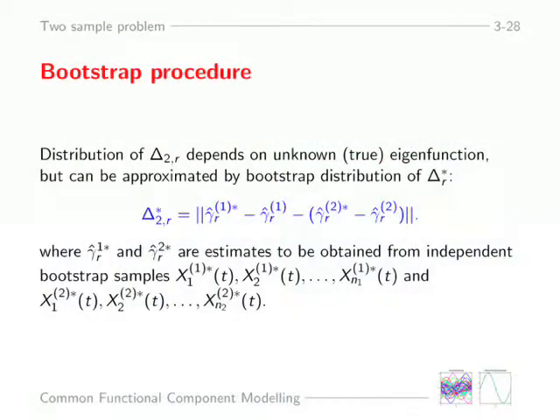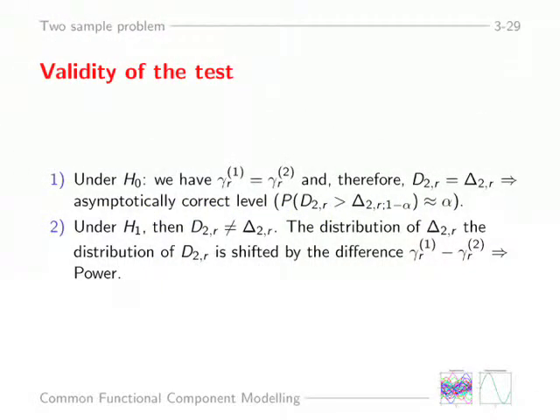So this replaces the true eigenvalue, the true principal component. This replaces the estimate. For this bootstrap test, you draw a lot of samples and then determine the critical values for this delta star. This gives you the critical value for the test. The point is that under H0, d is equal to delta, so we have a totally correct level, the bootstrap works. Under H1 the two are not identical, so the distribution of d has nothing to do with delta, and this gives power of the test.